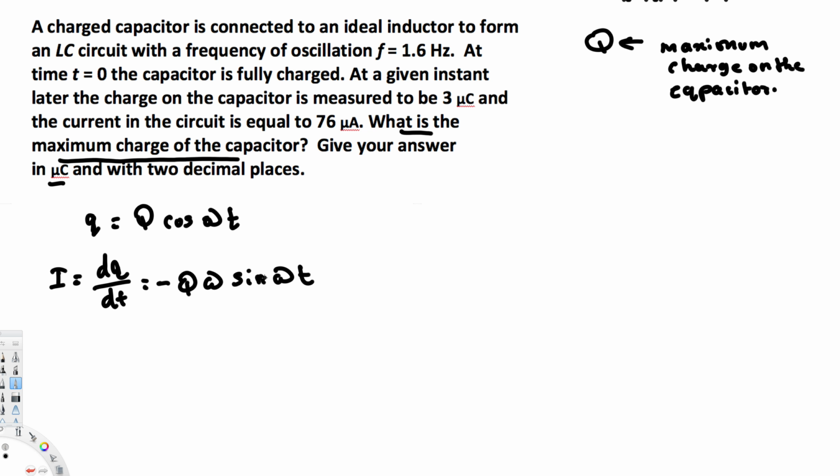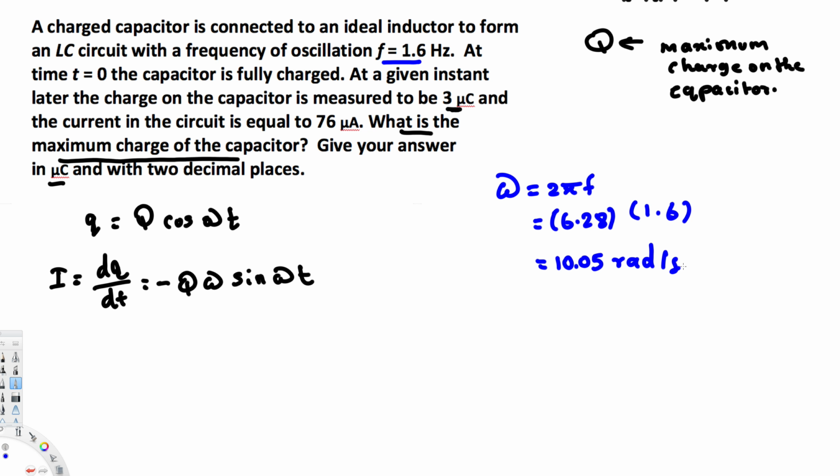Now from this we can create equations, because we know that dq by dt is the current that is provided, 76 microampere. For the charge we know that it is 3 microcoulomb. Before we create the equations, we can find one more thing. Since we have the frequency, we can find omega too. To find omega, we use omega is equal to 2 pi f, and 2 pi is approximately 6.28, and the frequency is given, 1.6 Hertz. If you multiply these two together, you will end up with 10.05 radians per second. Now we have omega, so we can go ahead and create the equations.